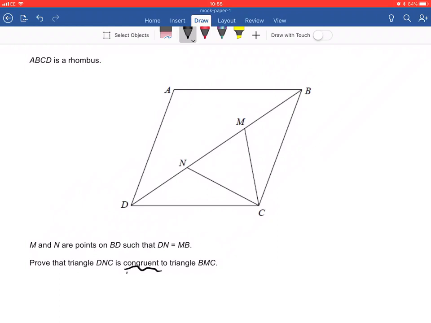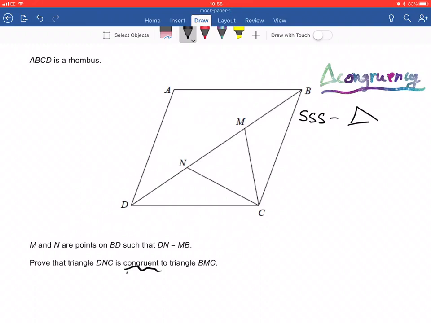To prove, let's use the magic pen. Okay, so I'm going to say triangle congruency. Okay, so we've got three types of congruency. So in two triangles, you can prove that all the sides are the same. So you can prove side, side, side.